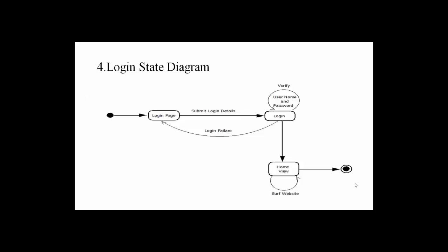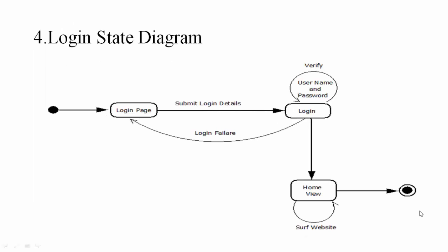The fourth state diagram is login. Here, as the user logs into the system, first will be the login page, then they will submit the login details, and verification will take place. If verification is successful, then they can go to the home view, or there will be a login failure and they will again be at the login page.